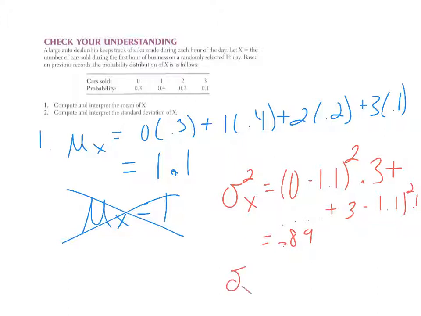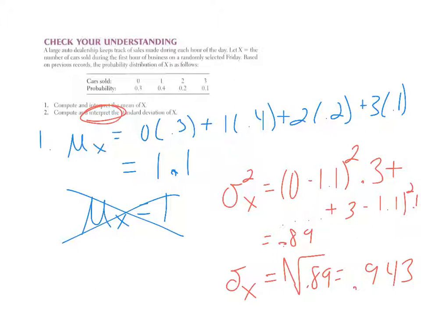So my standard deviation then is going to be the square root of 0.89, which is 0.943. And hopefully you typed that into your calculator, and that's the same thing you got from your calculator. And so then you need to do your interpretation. Remember, we need to interpret what this means.